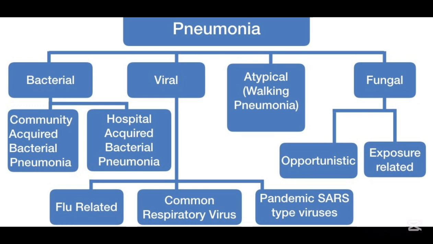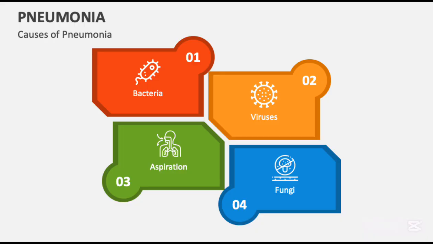So what are the causes? There are various causes of pneumonia. The first one I'll look at is bacterial causes. These include Streptococcus pneumoniae, which is the most common, and we can also have Haemophilus influenzae, Staphylococcus aureus, Klebsiella pneumoniae, and Pseudomonas aeruginosa.